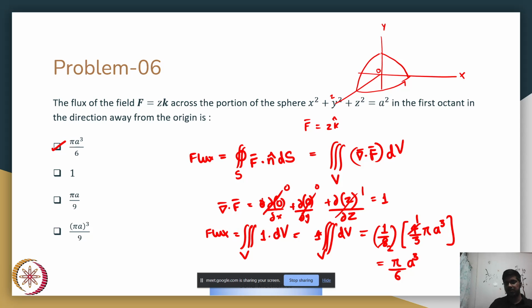The first remark is, I'll again label these A, B, and C. If I look at AOB, my normal vector is j hat, so my F dot n hat is 0, which means my flux is 0. Similarly, if I look at AOC, my normal vector is i hat or minus i hat, and again my flux will be 0.